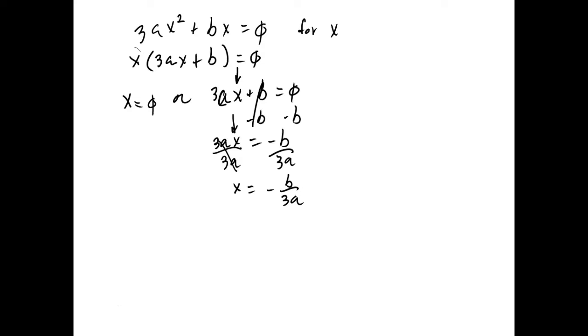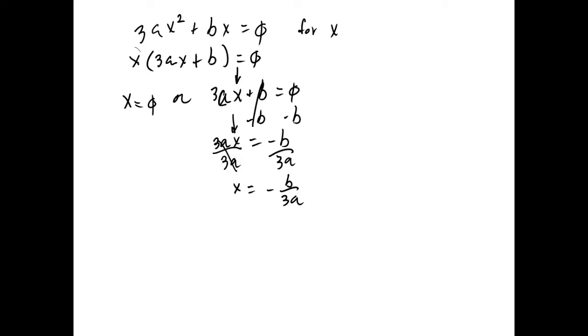We've already checked this one. When you put a 0 in here, 0 times 0 is 0. 3a times 0 is 0. Put a 0 in here. You got b times 0 is 0. 0 plus 0 is 0. Okay, we got that one, right? The next one's going to be a little more fun. So let's do it, okay?